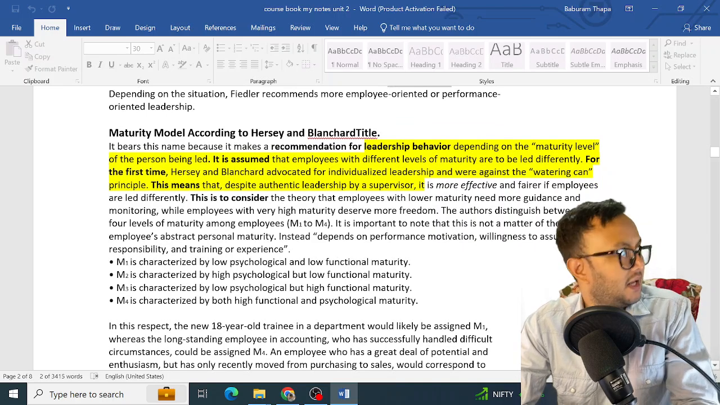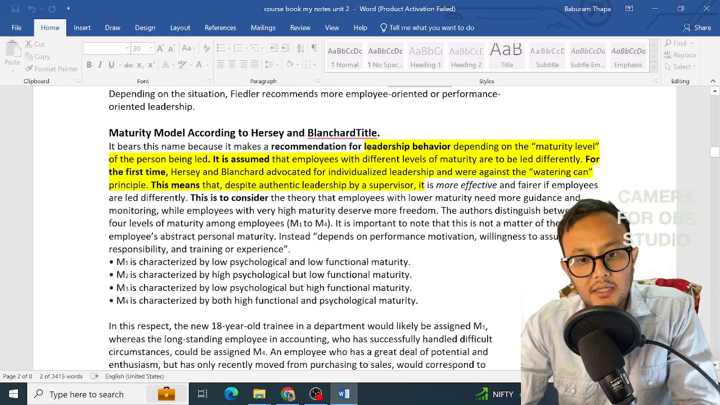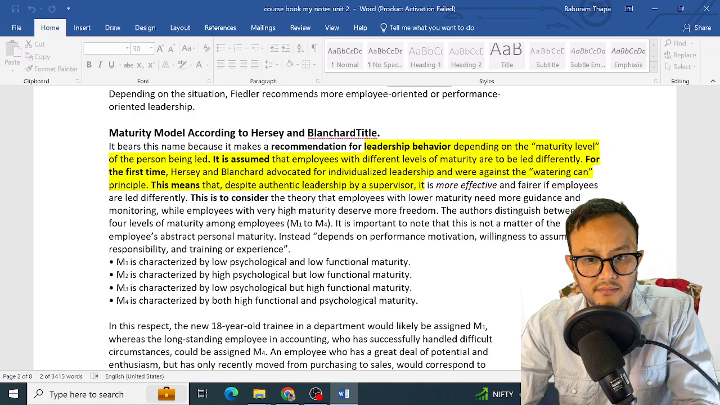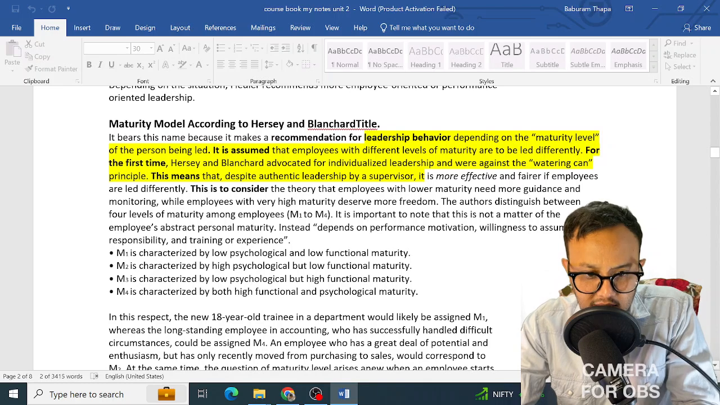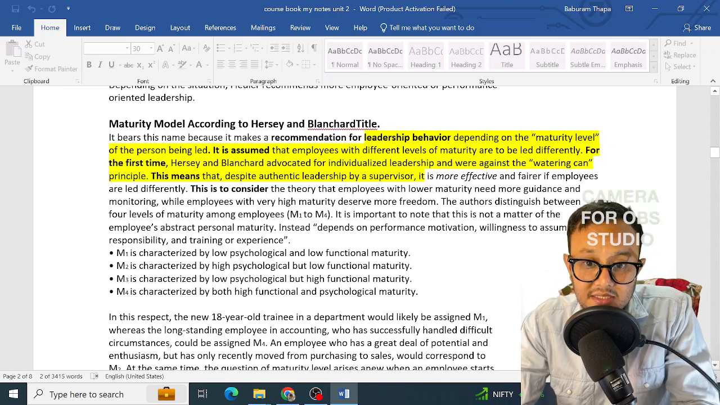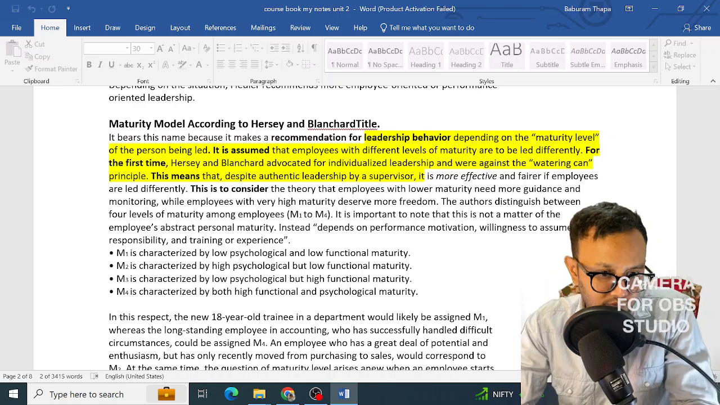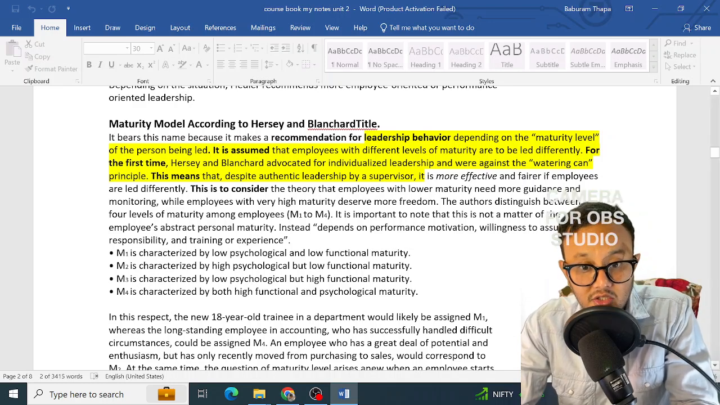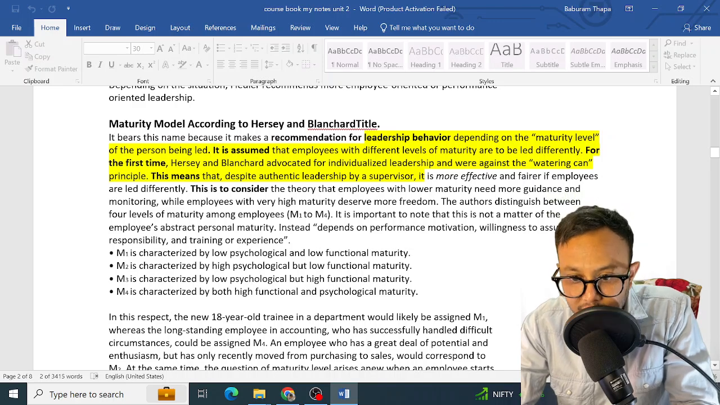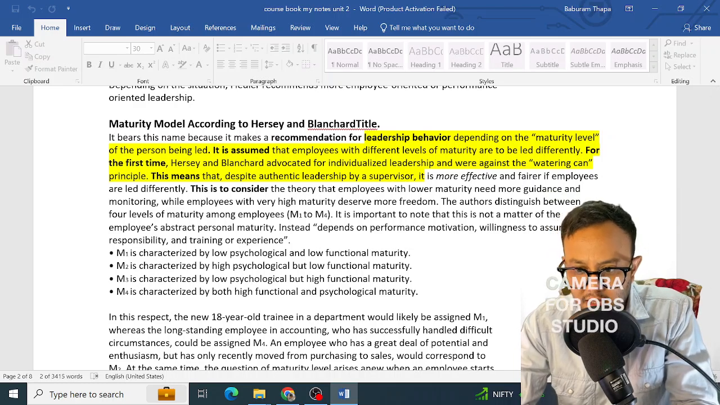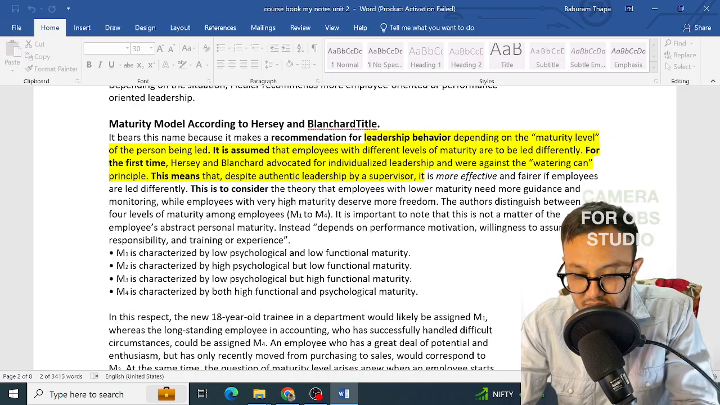So the maturity model according to Hersey and Blanchard, right? It bears this name because it makes a recommendation for leadership behavior depending on the maturity level of the person being led. So it is assumed that employees with different levels of maturity are to be led differently. Yeah, a mature employee should be led differently, right? So they should be given more freedom. No attendance checks, things like this.